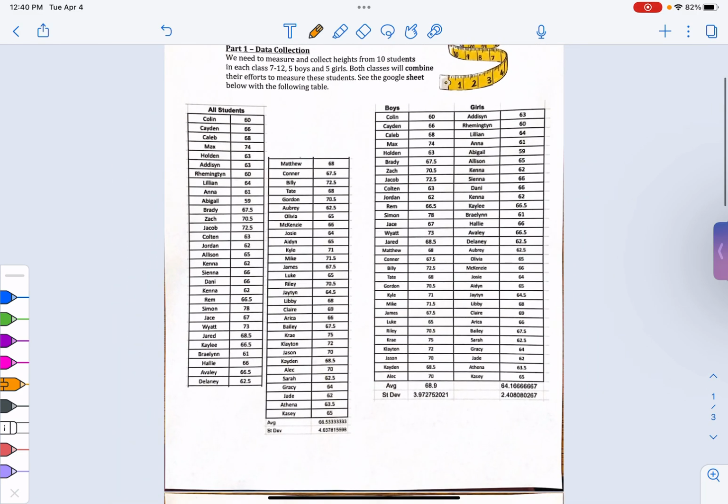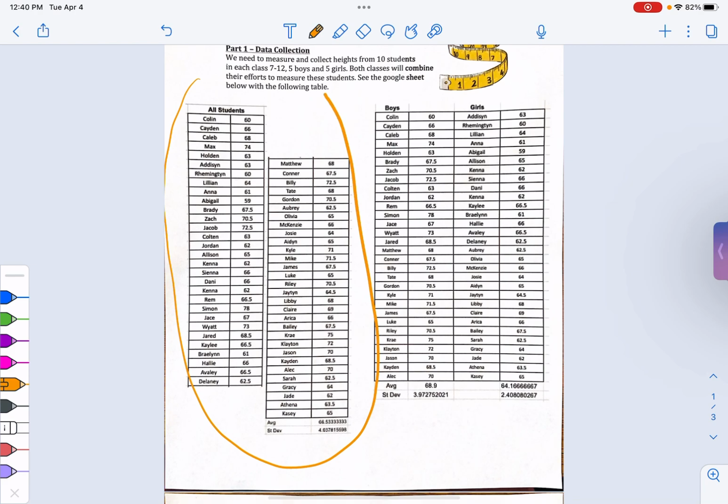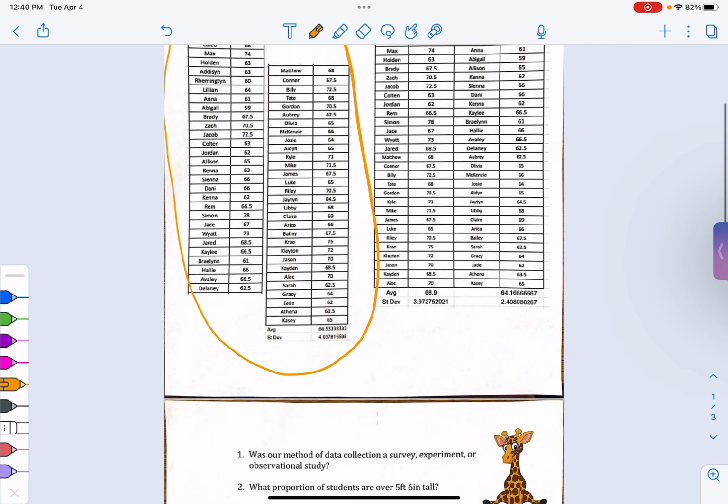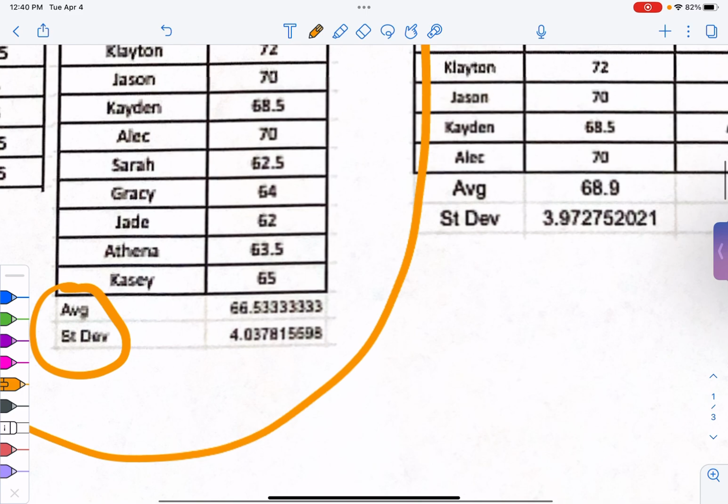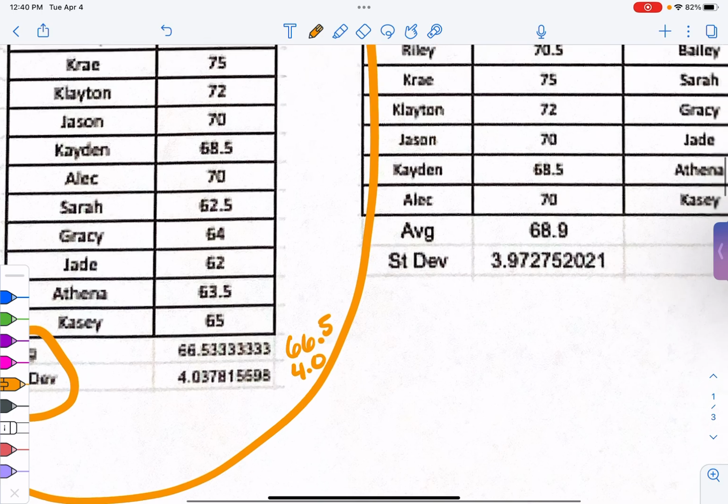Okay, so this was the list of all of the students together. I just put them side by side so you can see this table. And then I found the average height and the standard deviation for the height. So if you can't see that very well, this is 66.5, and then this one was 4.0 for a standard deviation. Okay, we'll just go to 1 decimal place on each one of those.